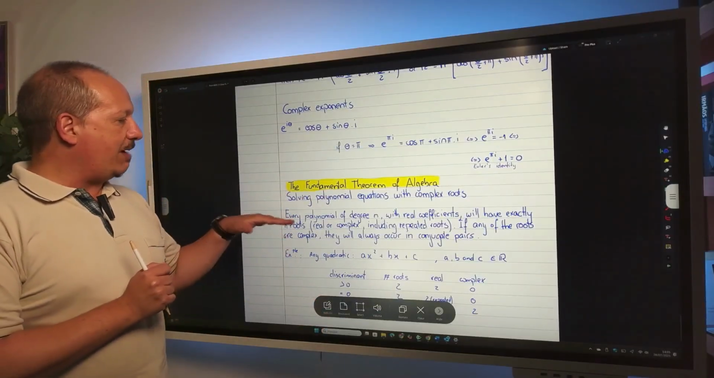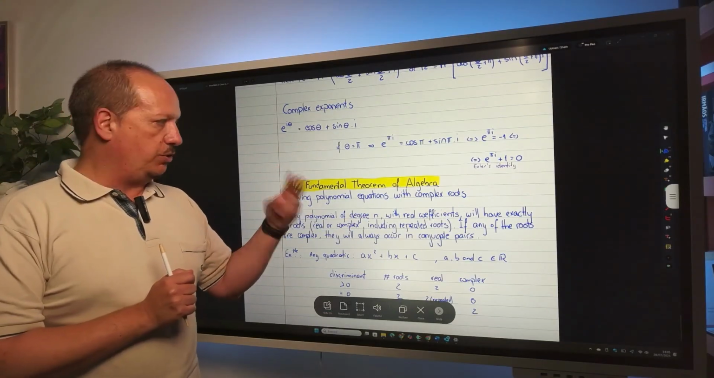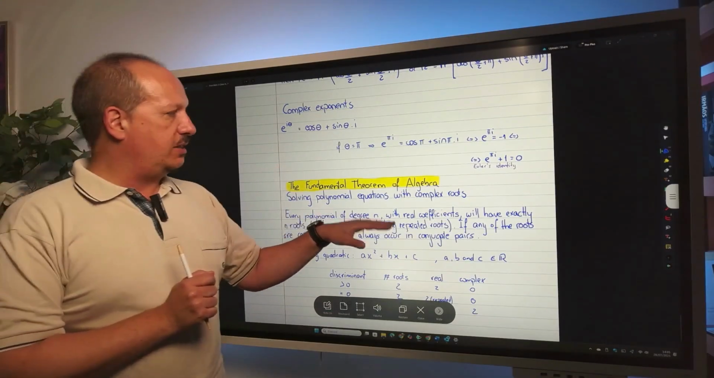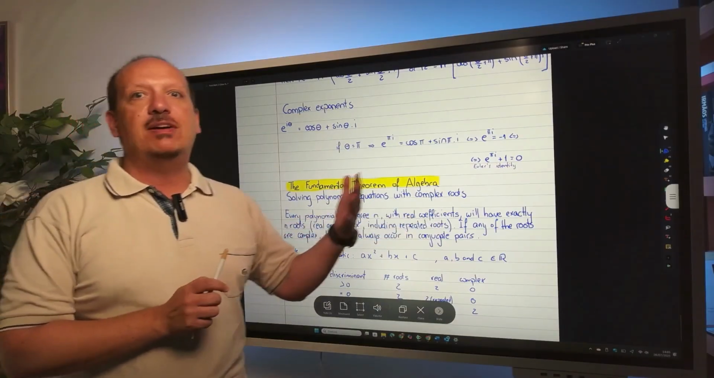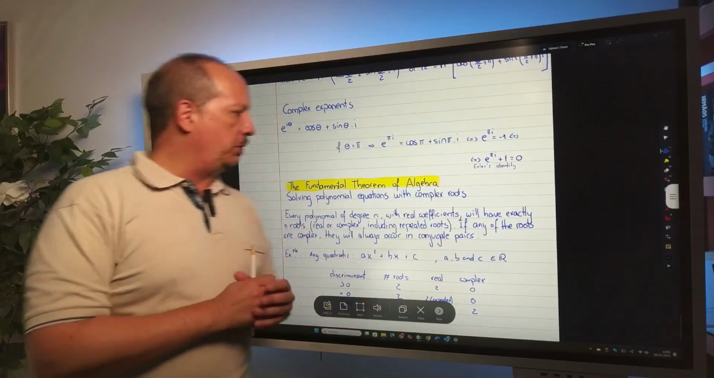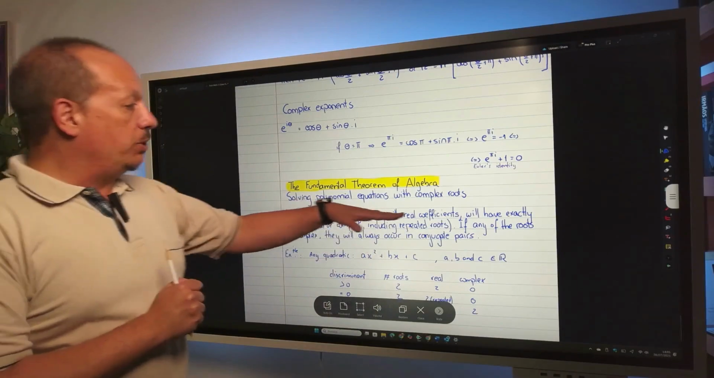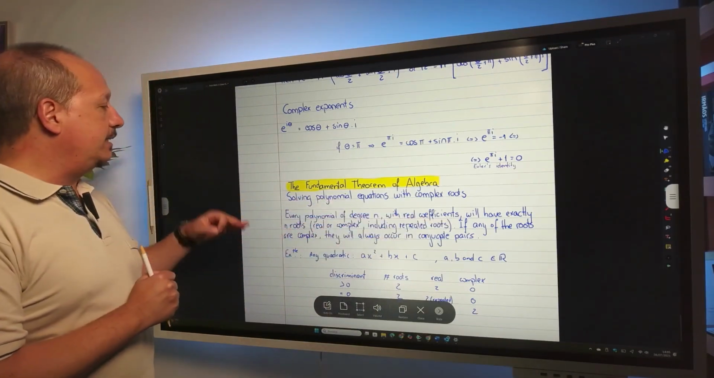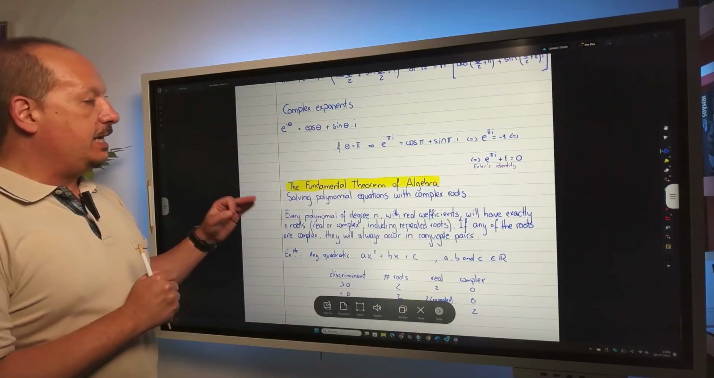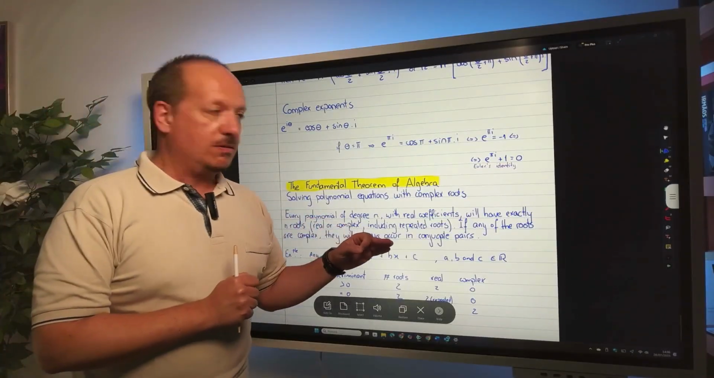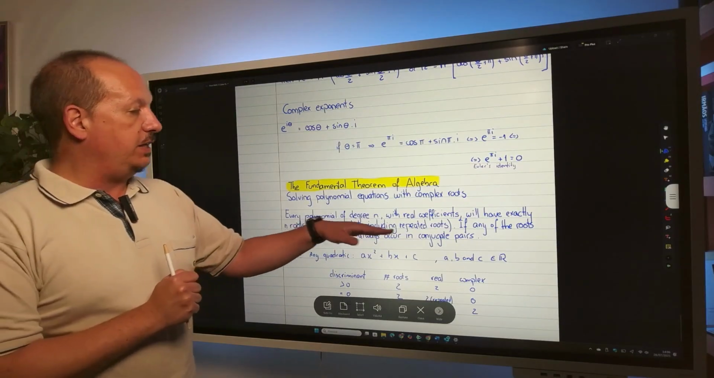It states that every polynomial of degree n, in this case it was degree 2, with real coefficients. This version focuses on situations with real coefficients, because you may have as well complex coefficients, but we are not talking about that over here. So with real coefficients, we'll have exactly n roots, real or complex, including repeated roots. If any of the roots are complex, they will always occur in conjugate pairs.